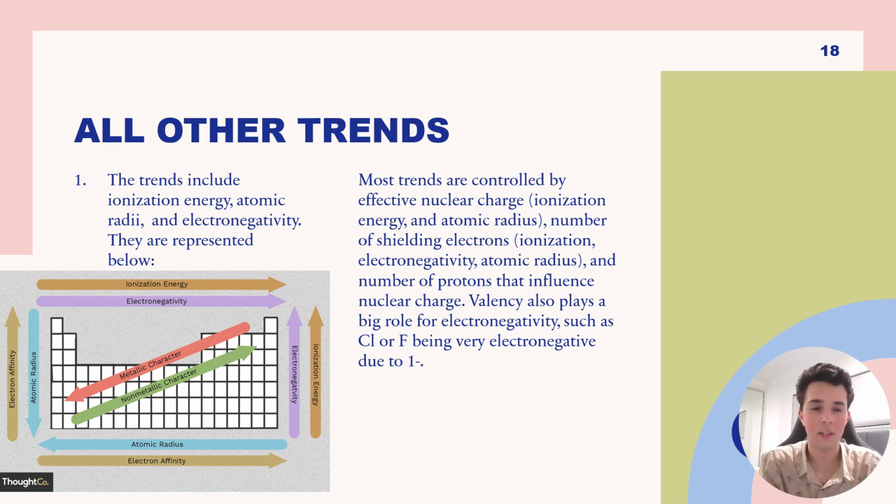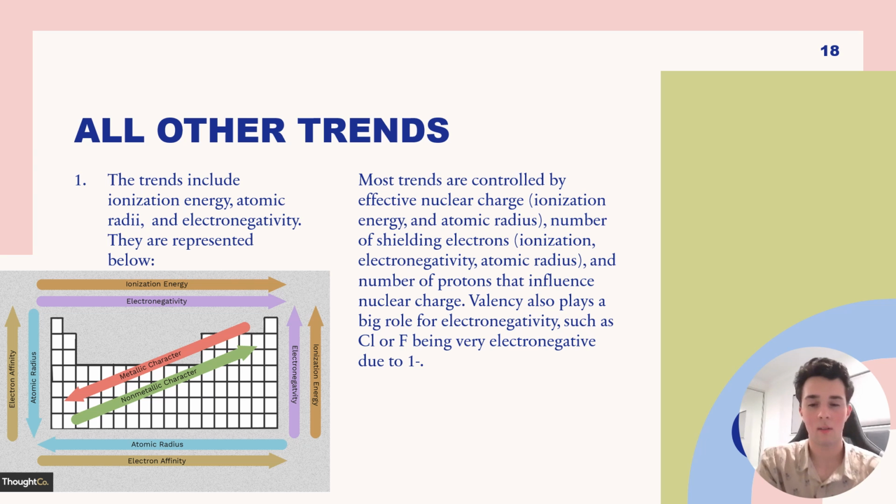So the other trends that we'll need to know would be ionization energy, atomic radii, and electronegativity, and they're all kind of represented in this table I found. You don't need to know about metallic or non-metallic character, and you don't need to know about electron affinity, but you can understand why ionization energy increases as you move across because of the effective nuclear charge. The atomic radius decreases as you move across because the effective nuclear charge pulls them in closer. As you move down a group, it increases because there are new subshells being added.